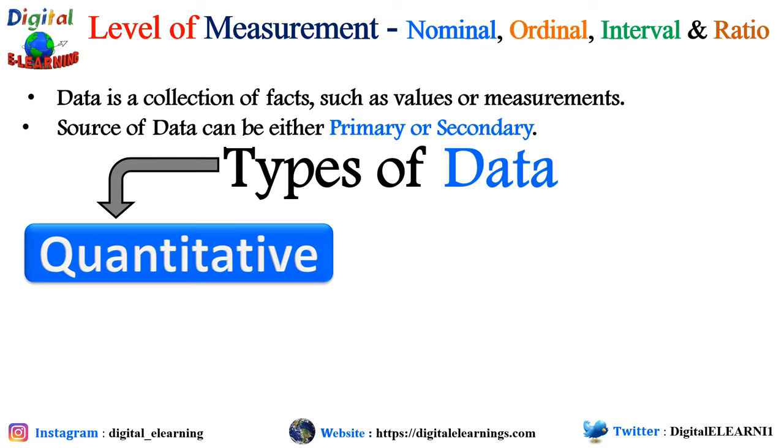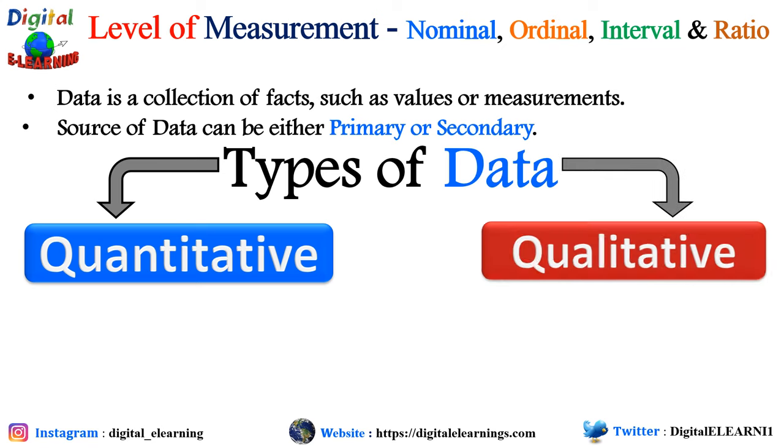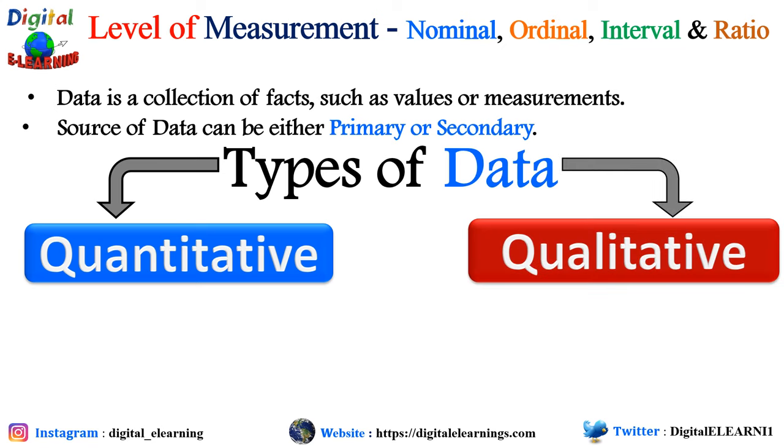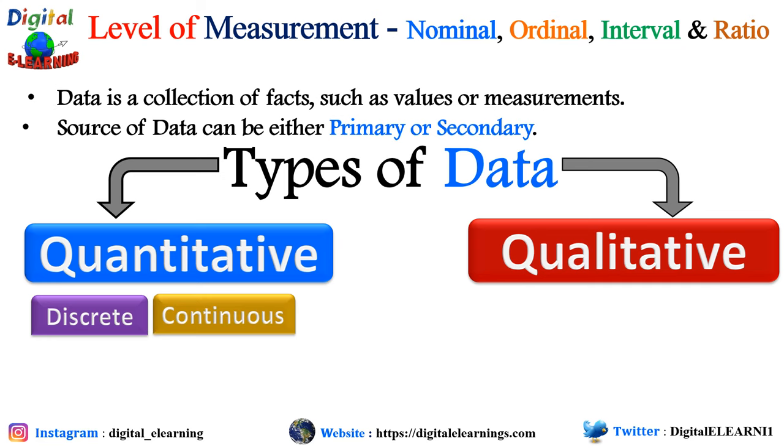Now we can classify the data broadly into two categories. One is quantitative data, and the other is qualitative data. Under quantitative, we have discrete and continuous types of data. Discrete data can only take discrete values, or things that can be counted in whole numbers. Those values cannot be subdivided meaningfully.